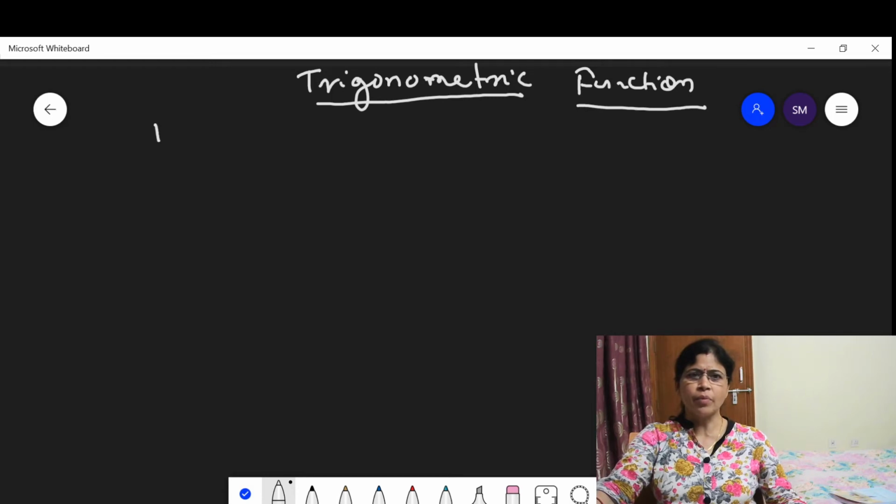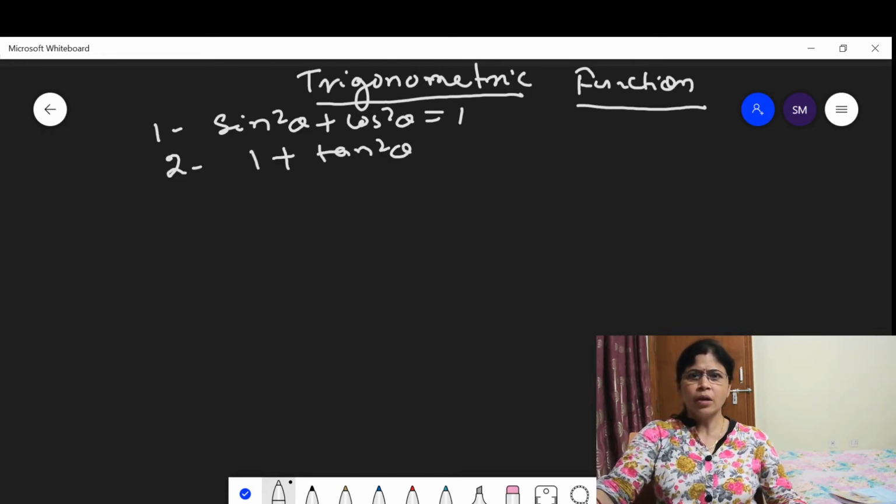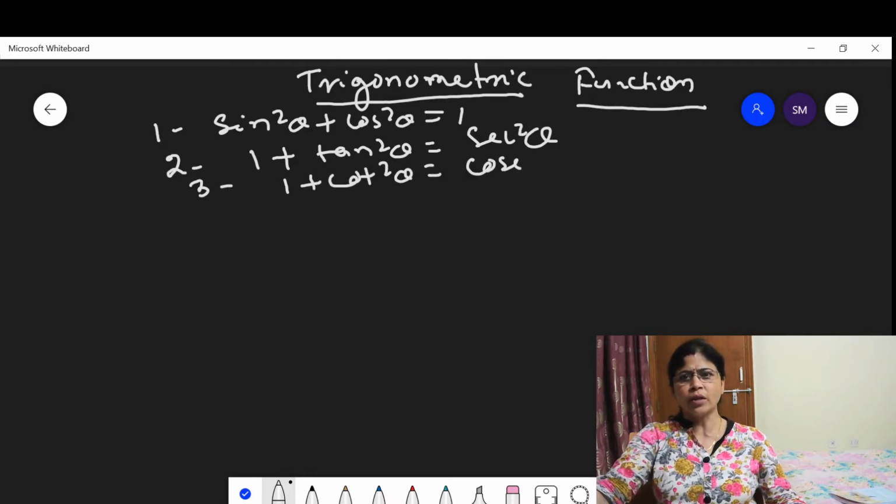The first identity of trigonometric functions is sin square theta plus cos square theta is equal to 1. Then the second identity says 1 plus tan square theta is equal to sec square theta. And the third identity says that 1 plus cot square theta is equal to cosec square theta.